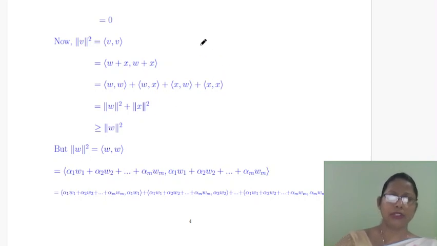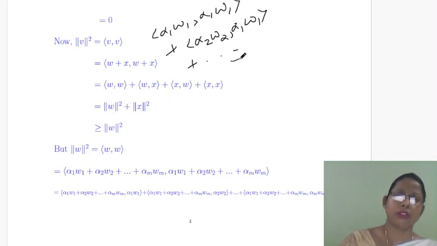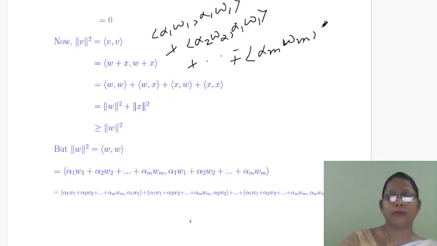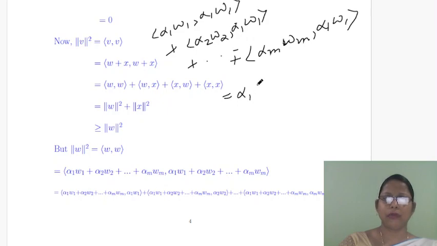So if you expand this inner product space, we will get inner product of alpha 1 w1 comma alpha 1 w1 plus alpha 2 w2, and so on, up to inner product of alpha m wm with alpha 1 w1. From here, by using the properties of inner product space, I can take alpha 1 outside from this element. Then it will be alpha 1 bar.